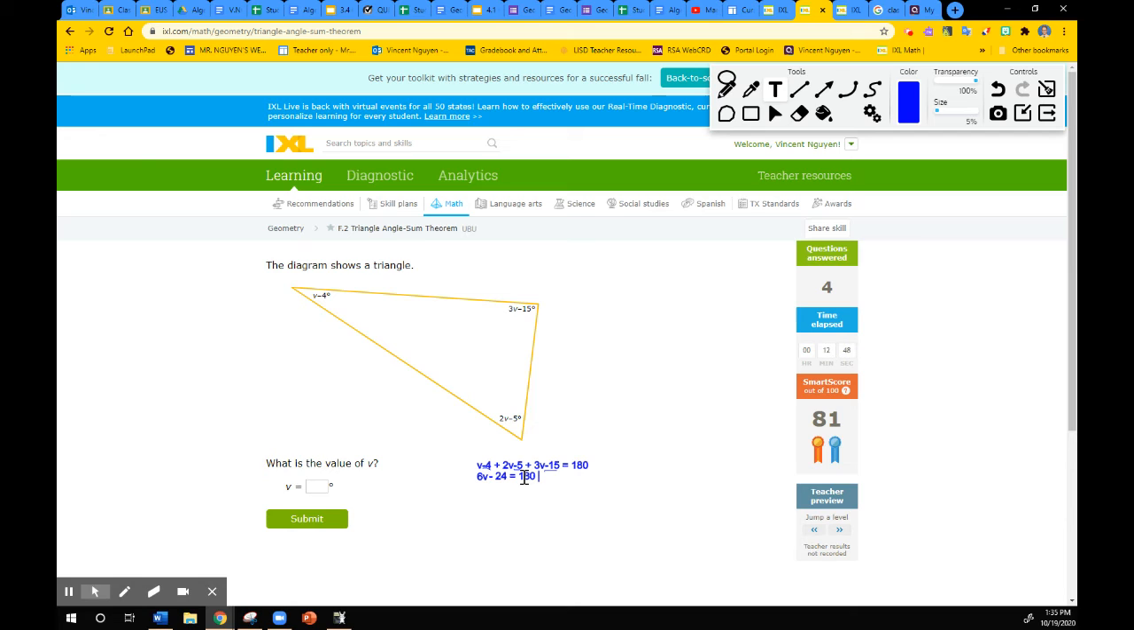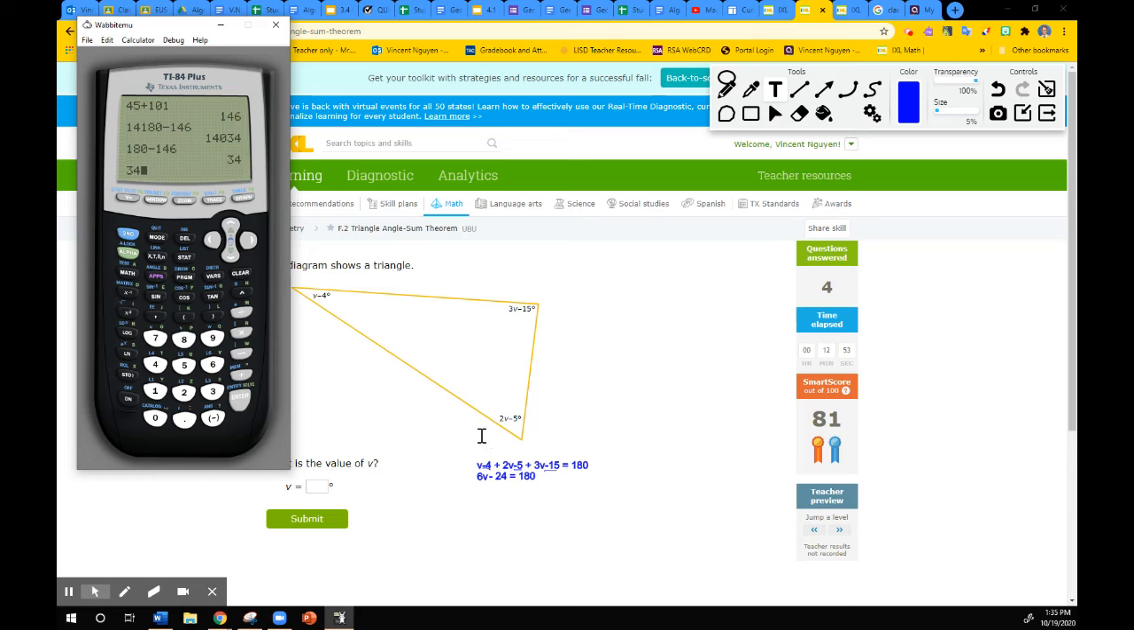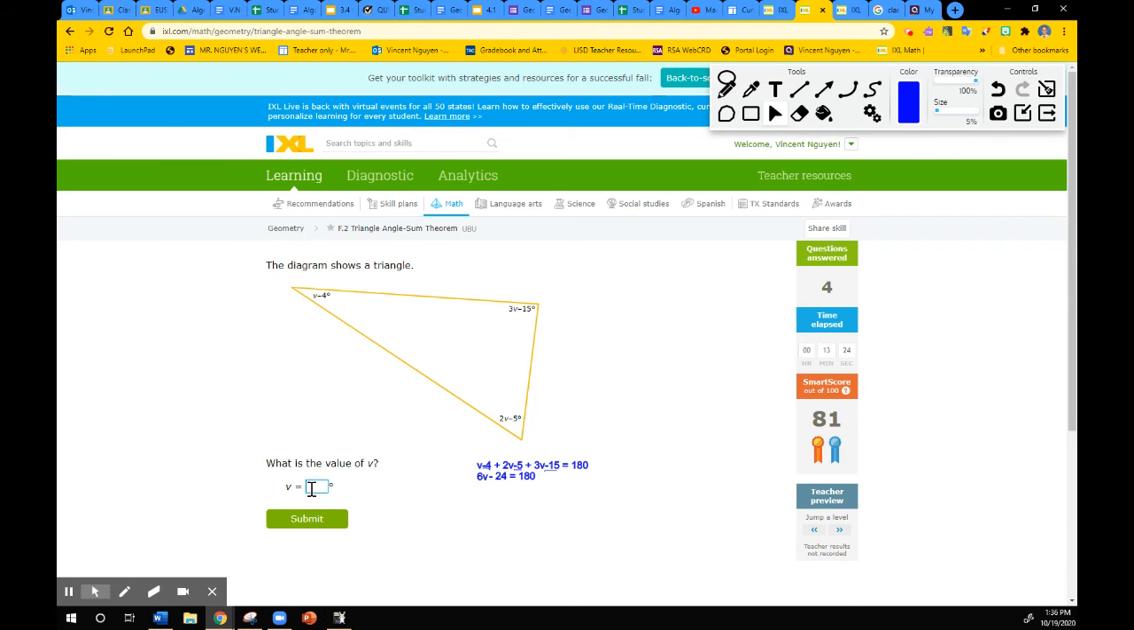Next one, I'm going to add 24 and then divide by 6, right? So if you know that those are the order of operations you're going to be doing, then you can just go ahead and do that all on your calculator. So I'm going to take 180, add 24, and then whatever the answer is, I divide by 6. So 180 plus 24. I'm doing inverse operation, remember, because I'm moving this -24 over. So I'm adding 24. I get an answer, and then I have to divide by 6, right? Divide by 6. So my V value is 34, okay? So I'm going to type in 34 for here, okay?